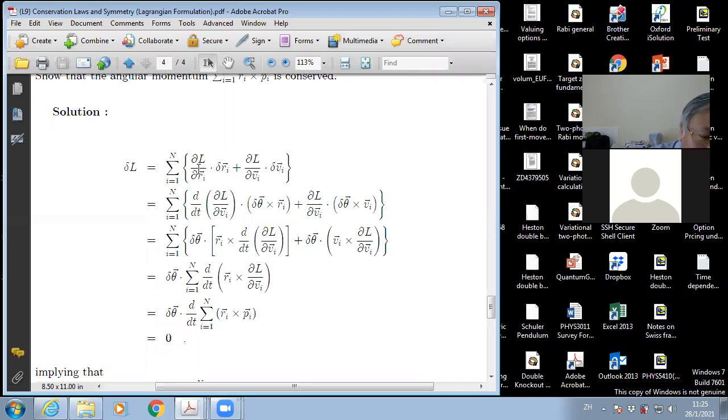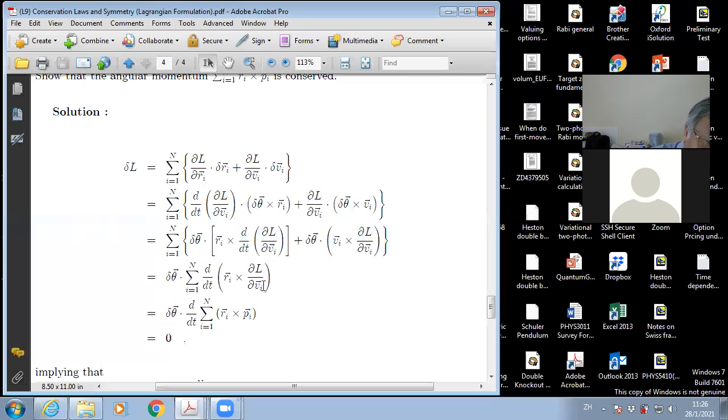By the Euler-Lagrange equation of motion, we can rewrite the first term as this, all right? And the second term as this. And we apply the special property of the triple product of vectors. We can rewrite the two terms as this, all right? And collect and factor out the quantity delta theta hat.